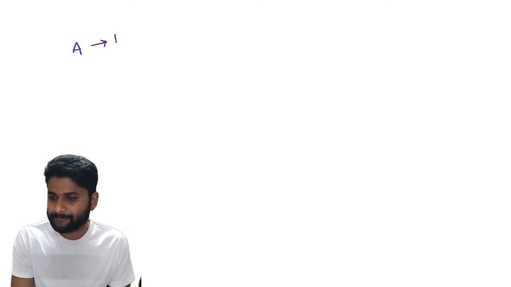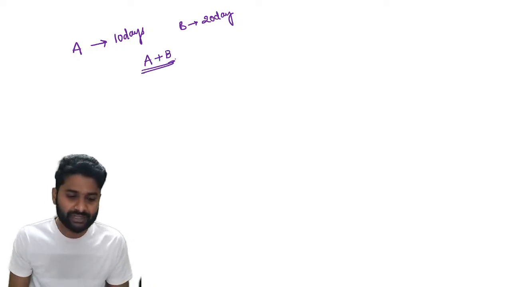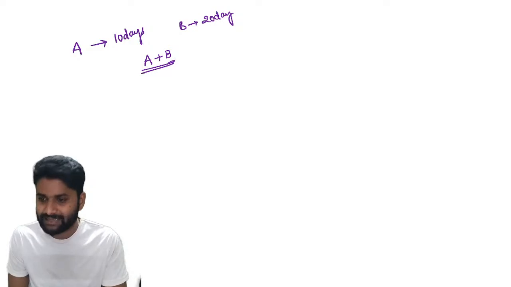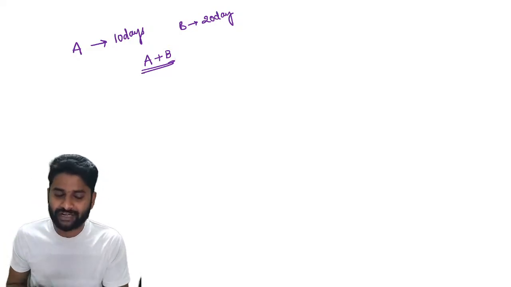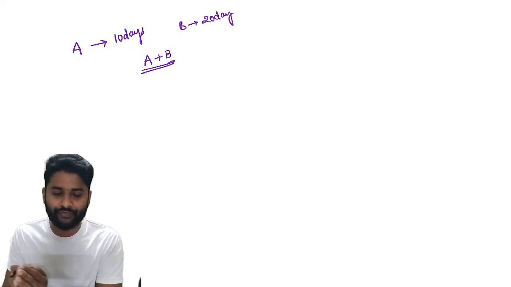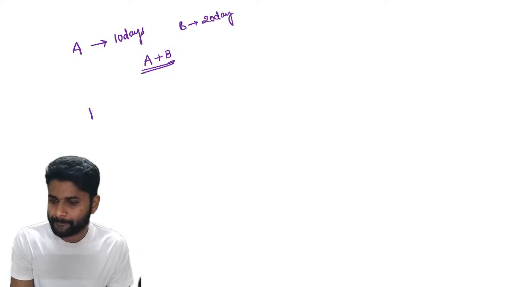A takes 10 days, B takes 20 days. Here my question, if A and B work together, how many days does it take to complete the work? See, A takes 10 days, B takes 20 days. If A and B work together, how many days does it take to complete that work? Now, let's go for this basic traditional approach to understand this concept.